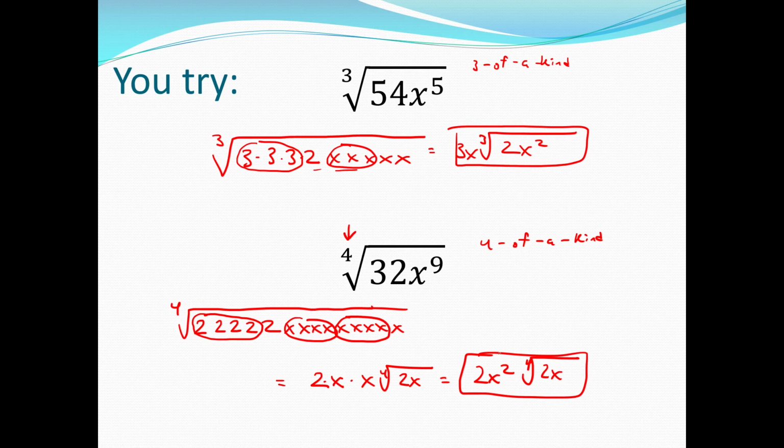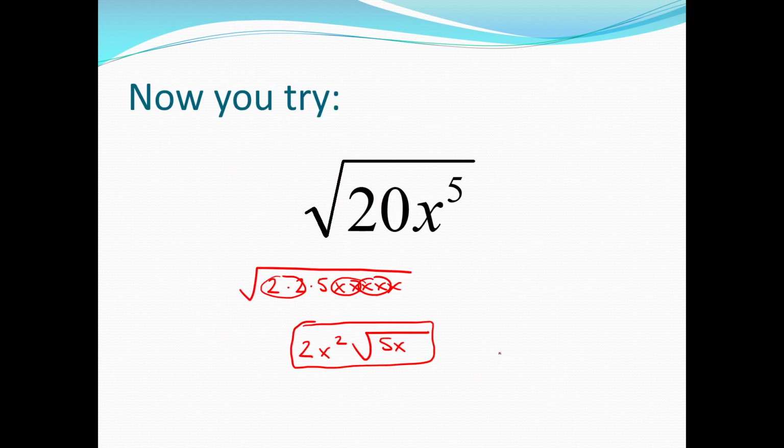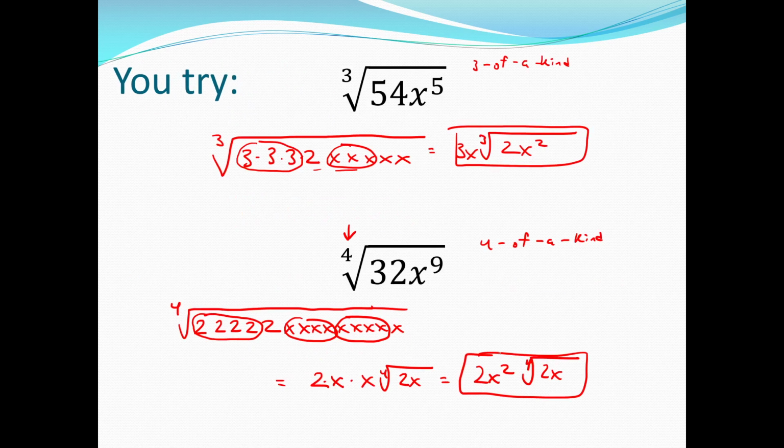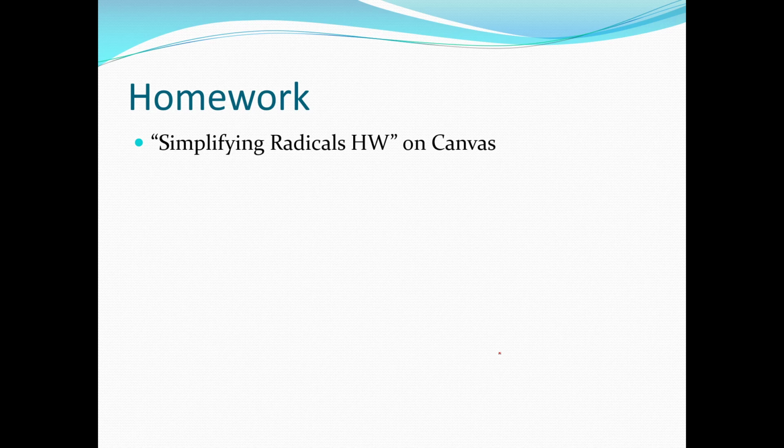Whether you're doing square roots and you pull out pairs, or you're doing cube roots and you pull out triples, you do the same thing. The number tells you what to do. So if you could go to Canvas, try the assignment, simplifying radicals. It starts with square roots of just numbers, and then it works up to variables, and then it works in cube roots, and so on and so forth.